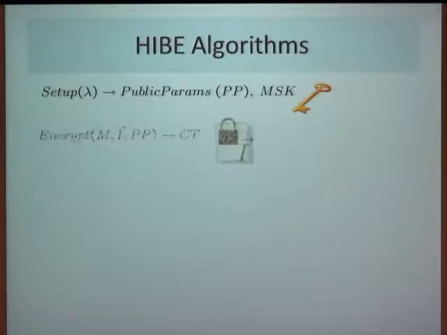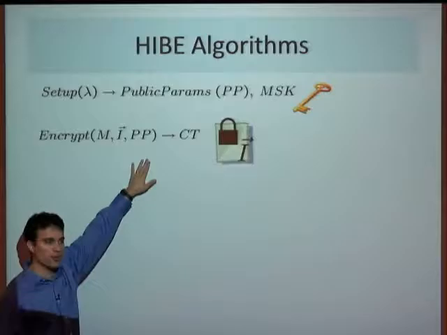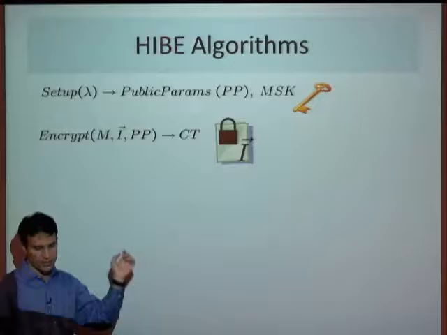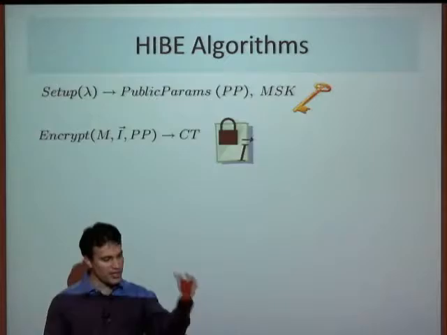Then there's going to be an encryption algorithm where I want to encrypt the message M, use these public parameters, and describe how I'm encrypting it by this vector of identities. So let's say I'm encrypting, I'll just keep on using the same example, to edu, utexas, CS, B waters. I always do it backwards.